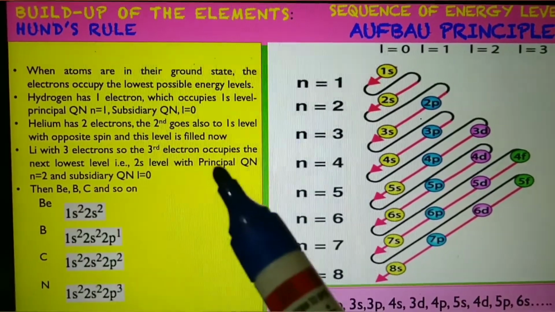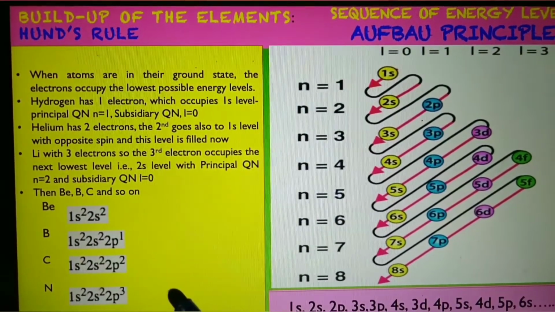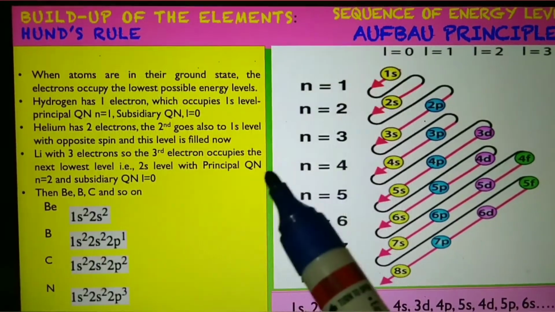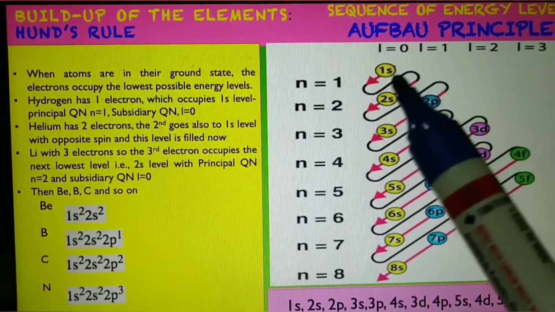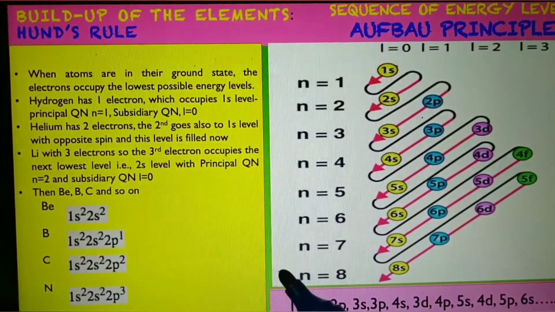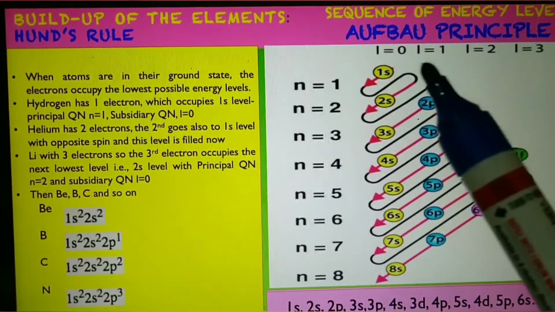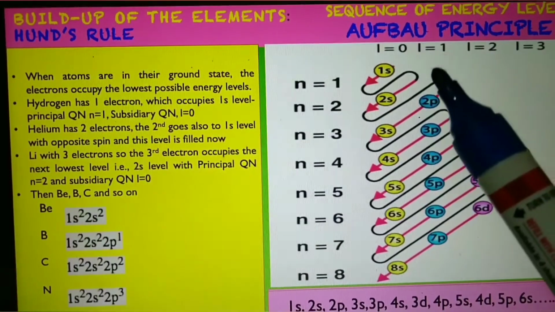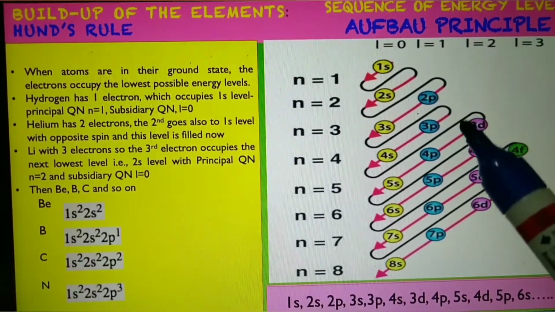You can see here the electronic configuration of beryllium, boron, carbon and nitrogen, where the 2s orbital is filled up with 2 electrons, then it moves to p orbitals. Then we will see the sequence of energy levels, which is governed by the Aufbau principle. Here you can see the principal quantum number n at the left hand side and the subsidiary or azimuthal quantum number l at the top. See, l is equal to 0 means s orbitals, l is equal to 1 means p orbitals, l is equal to 2 means d orbitals and l is equal to 3 means f orbitals.